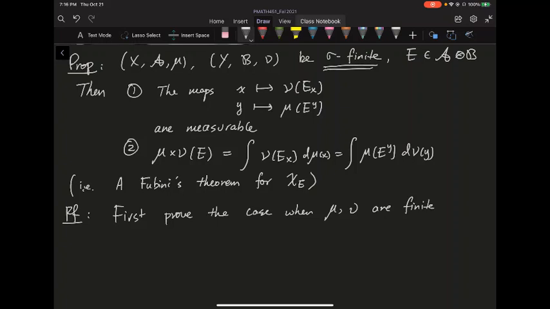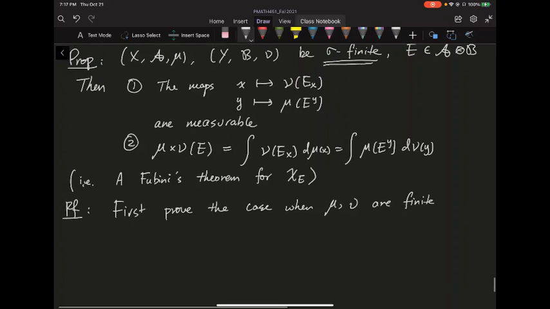Okay, so I'm going to prove this little proposition in this video, and we're going to prove the full theorem in the next. All right, so to prove this proposition, let's first prove the case when the two measures are finite. We're going to worry about the sigma-finite case later on. So when they're finite, I want to show that all the E inside the product sigma algebra satisfy a bunch of these properties. Let's call these properties star.